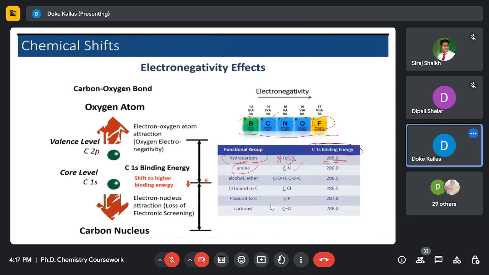Next, when carbon is bonded with alcoholic oxygen or ether oxygen, oxygen is again more electronegative than nitrogen. So this carbon again requires more binding energy, 0.5 electron volt more.